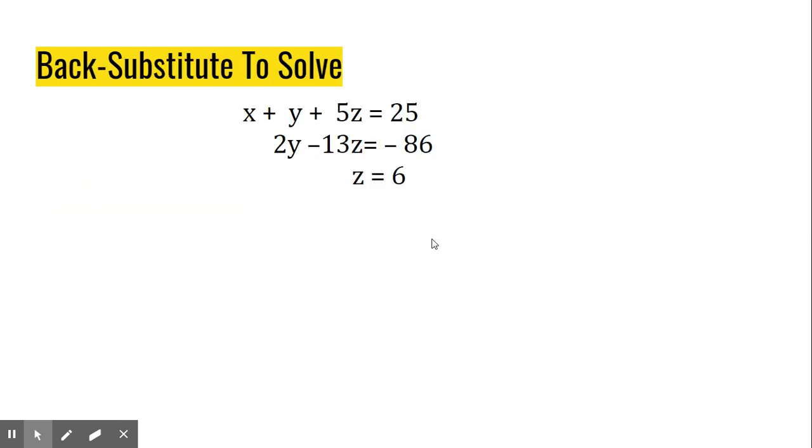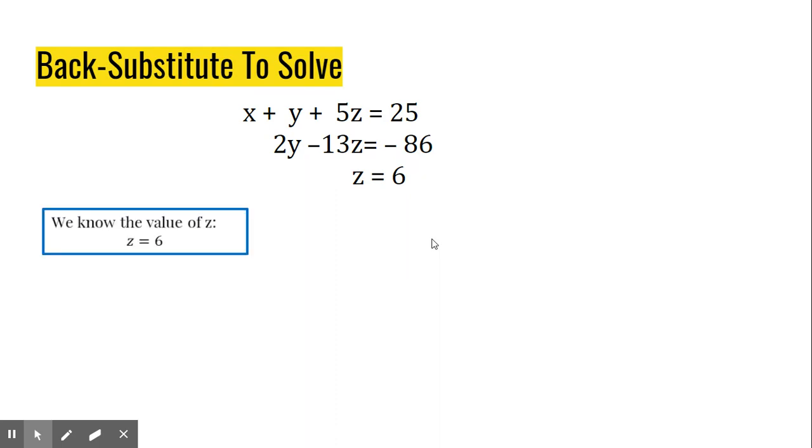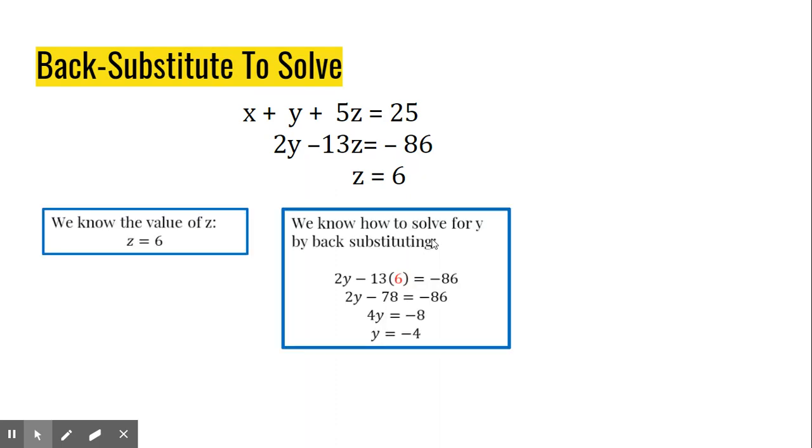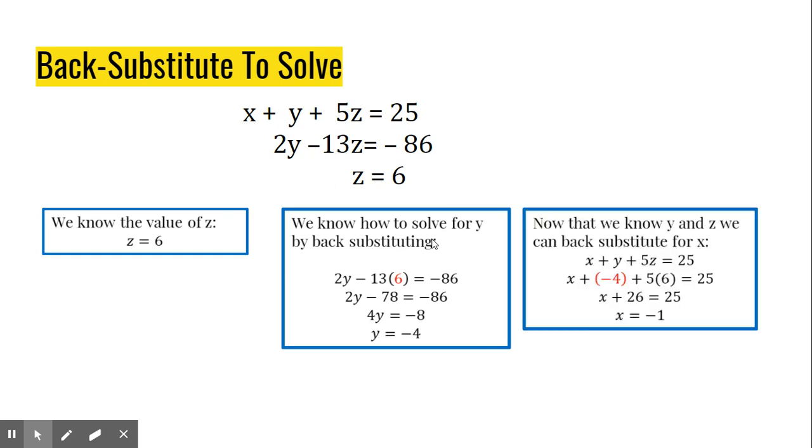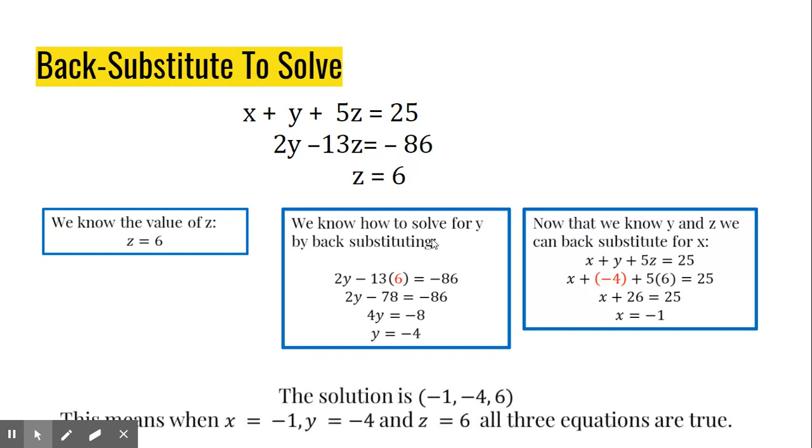Now that I know that z is 6, I can use that in the second equation to solve for y. And when I do all of that math, I get y is equal to -4. Now that I know what y and z are, I can plug them into the first equation and solve for x. That means that when x is equal to -1, y is equal to -4, and z is equal to 6, all three equations are simultaneously true.